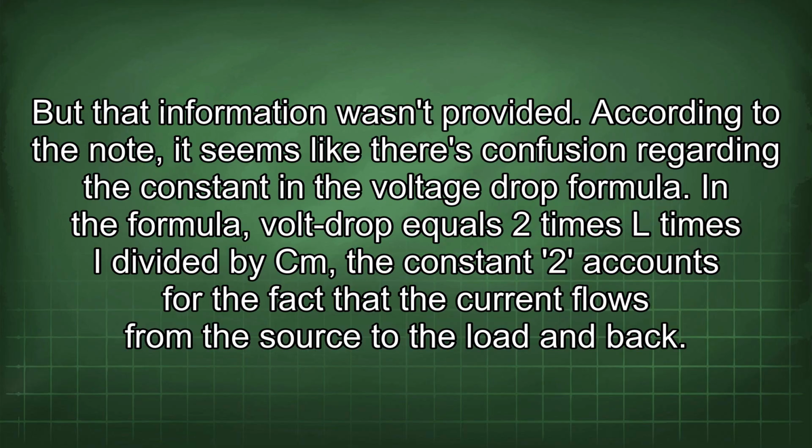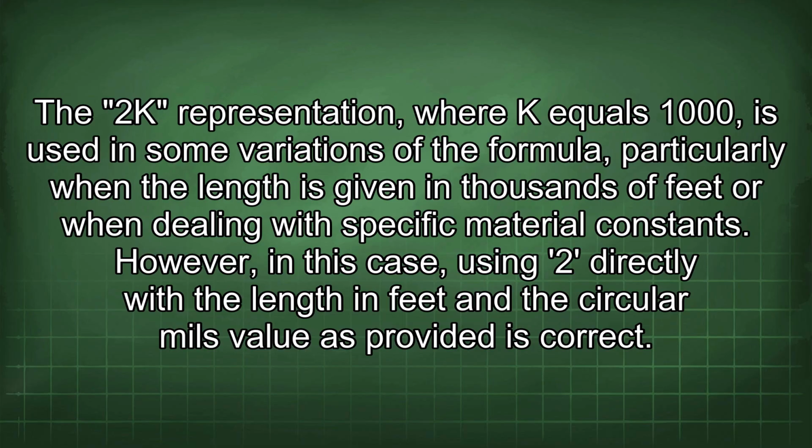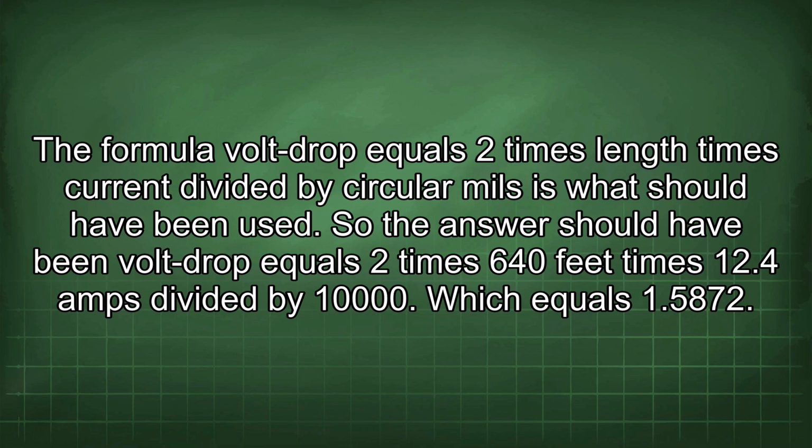According to the note, it seems like there's confusion regarding the constant in the voltage drop formula. In the formula, volt drop equals 2 times L times I divided by Cm. The constant 2 accounts for the fact that the current flows from the source to the load and back. The 2K representation, where K equals 1000, is used in some variations of the formula, particularly when the length is given in thousands of feet or when dealing with specific material constants. However, in this case, using 2 directly with the length in feet and the circular miles value as provided is correct. Formula volt drop equals 2 times length times current divided by circular miles is what should have been used.